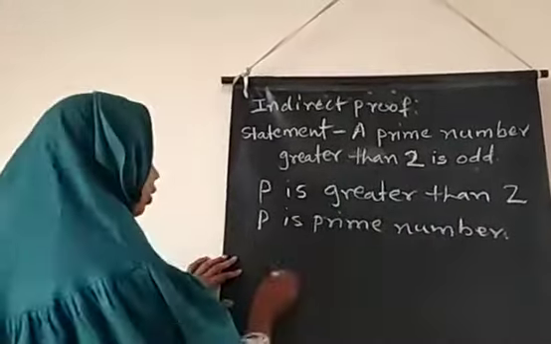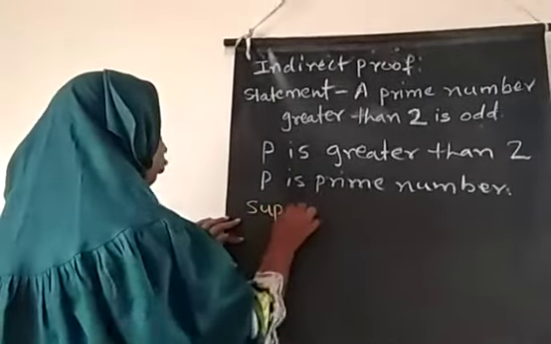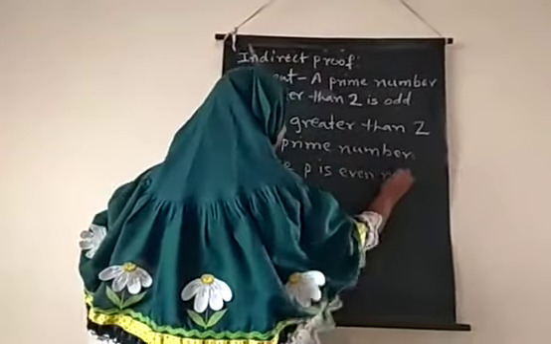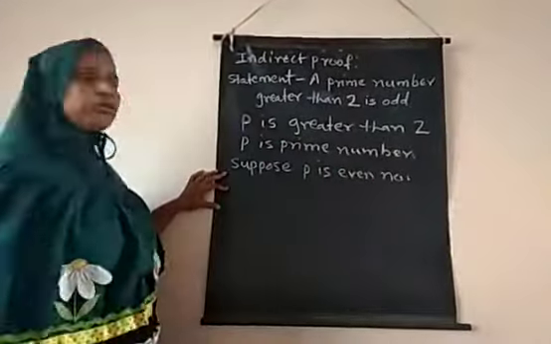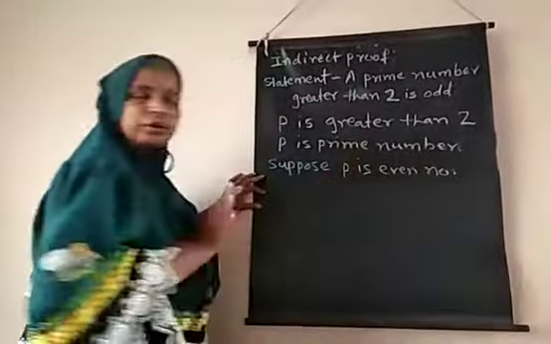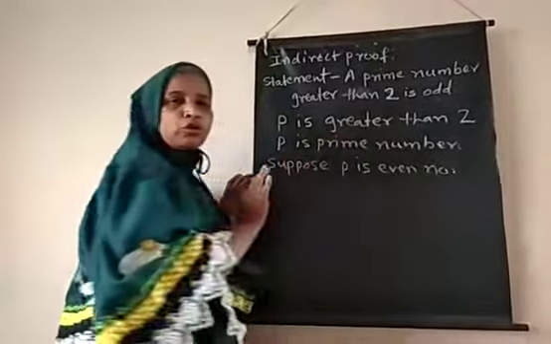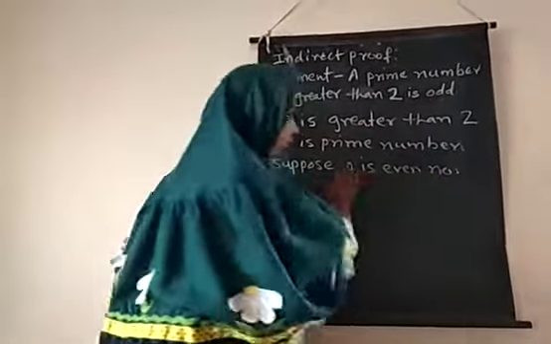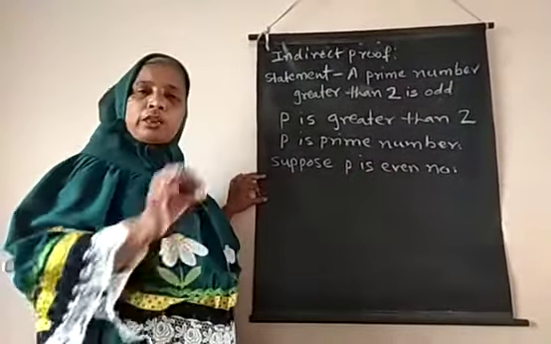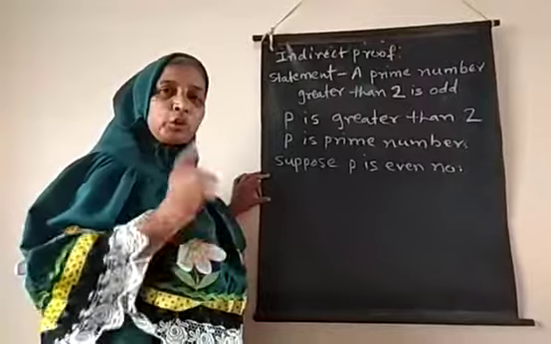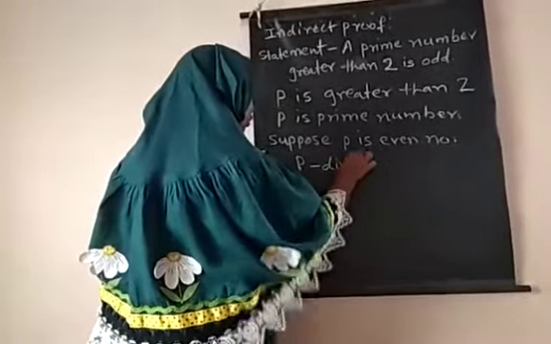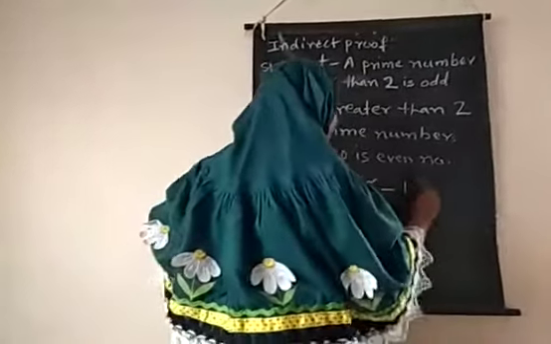But what is our assumption? Suppose or assume p is an even number. According to the prime number statement, p is an odd number, so the divisors are p and 1 only. But according to our assumption, p is an even number. So all even numbers have divisor 2. So the divisors of p are 1, p itself and 2.